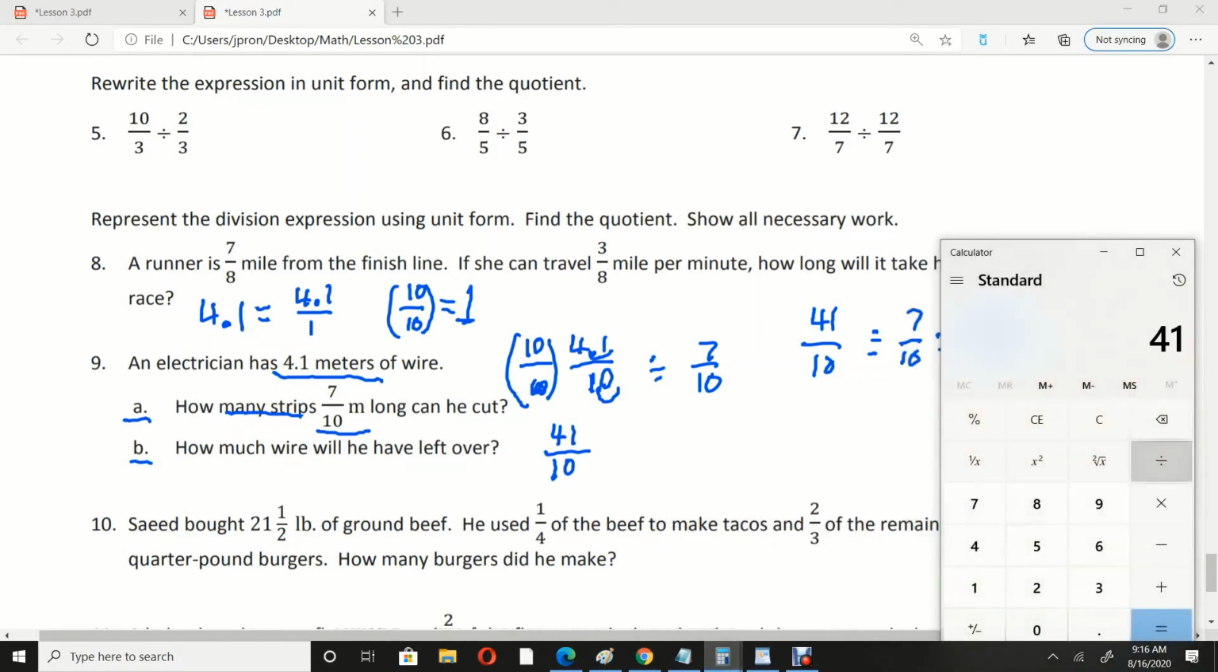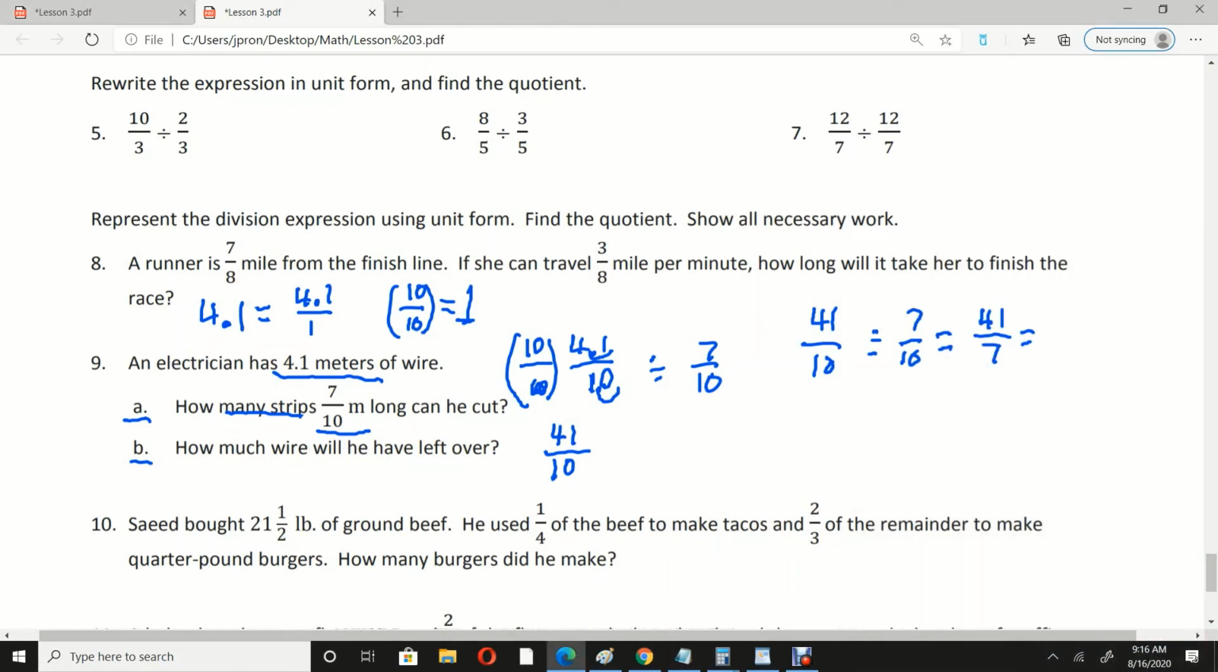How many times does 7 go into 41? I know it goes in there 5 times. 5 whole times. And you know what? I'll actually show the long division right here. So this is what long division would look like.